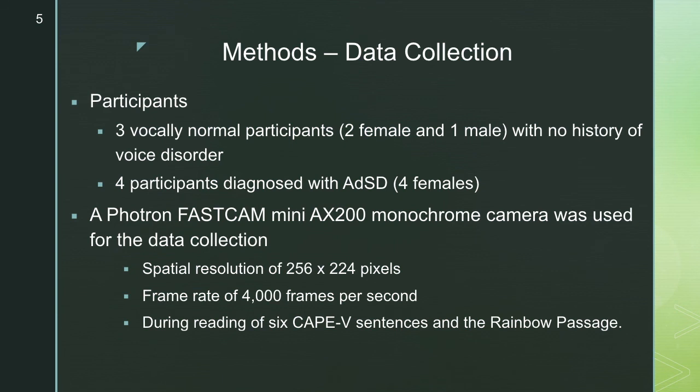A Photron FASTCAM Mini AX200 monochrome camera was used for data collection. The HSV recording was done at a rate of 4,000 frames per second. The data were obtained from each participant during reading of 6 CAPE-V sentences and the rainbow passage.